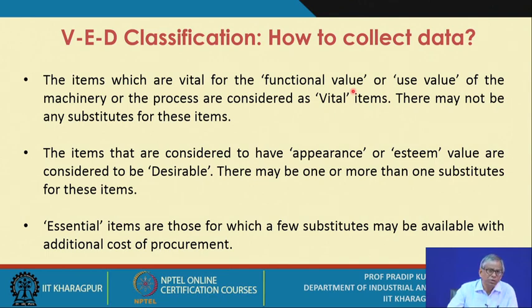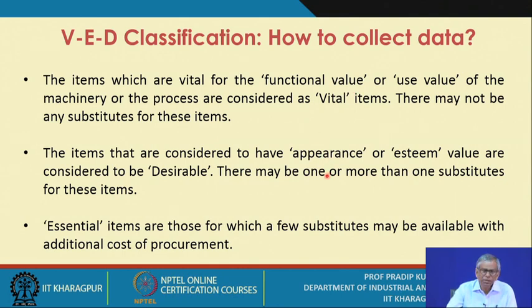So this is considered to be very vital. That means if suppose this item is not available at a particular instant of time, you will not be getting the functional value from the product. That means the product stops functioning, or the entire system stops functioning.